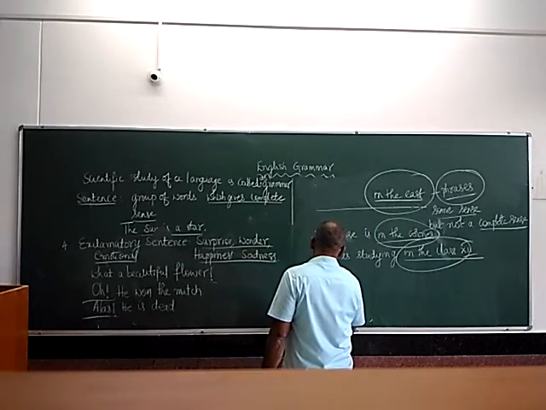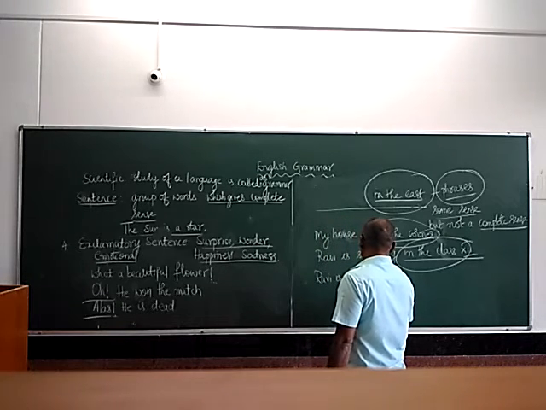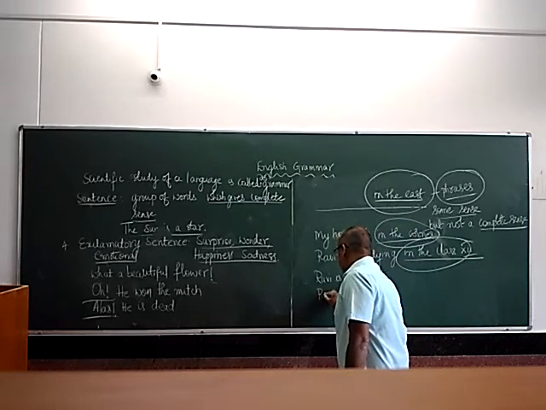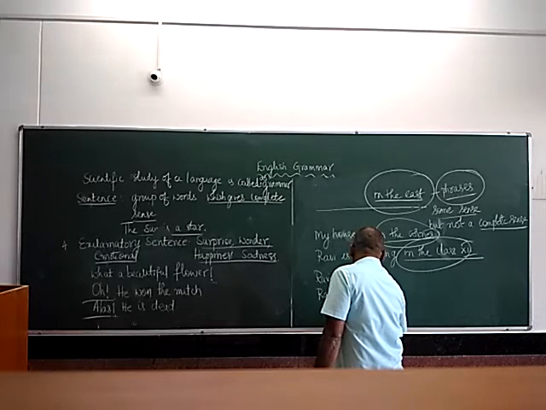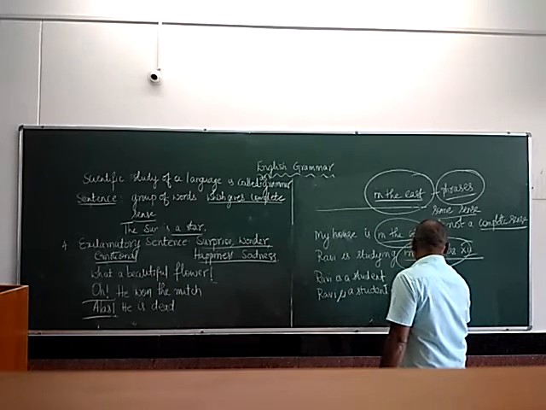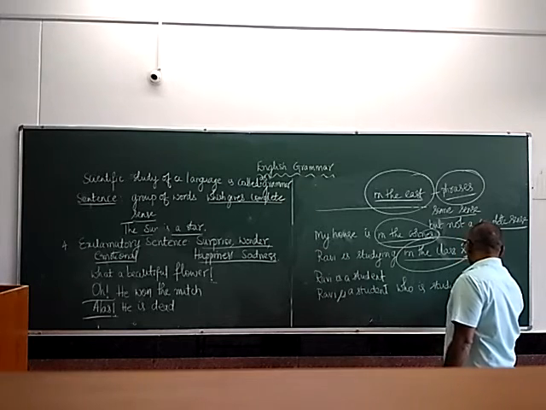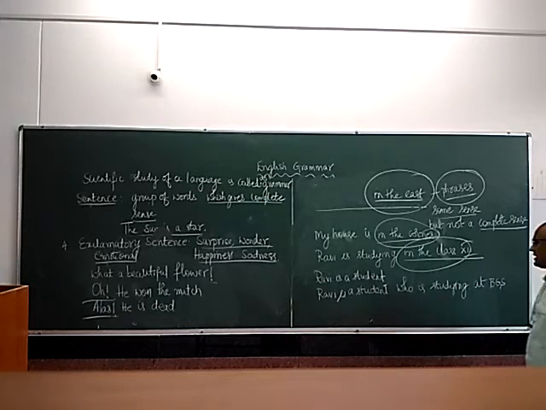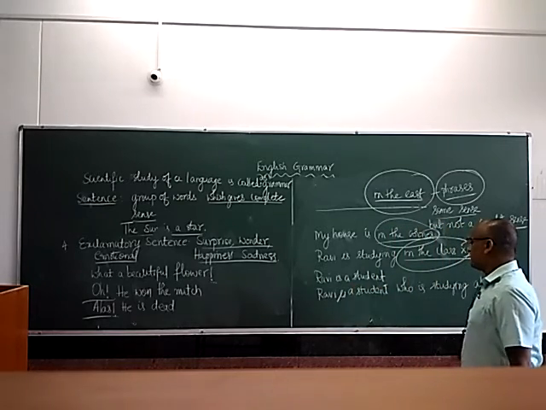Ravi is a student. Okay, it is a sentence. Ravi is a student who is studying at BGS. Who is studying at BGS. So take these sentences. Ravi is a student.